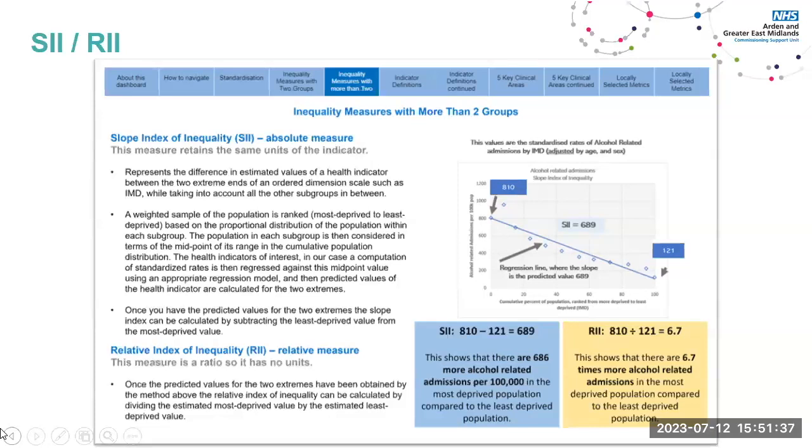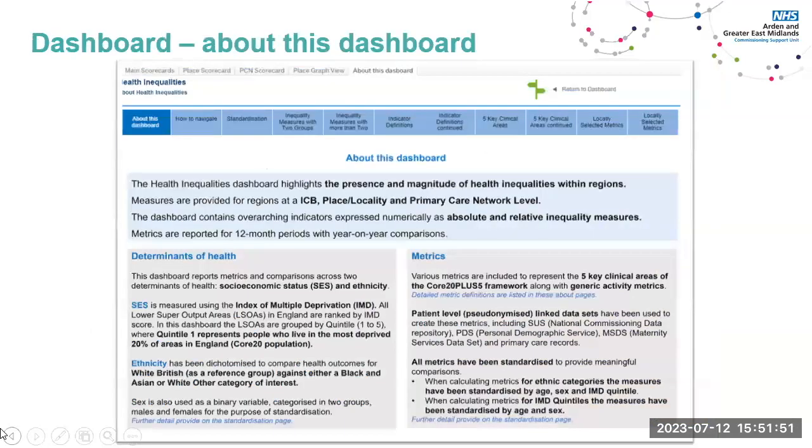And the RII is basically a division of that. So the extreme values on both ends of that scale are then divided to give you the RII, which is 6.7 in this example here. So we use these measures in the tool. And a little bit more about the data that's used in this tool: we've used SUS data, a national data set, we've used PDS data and maternity services data set, with some primary care data also in there.